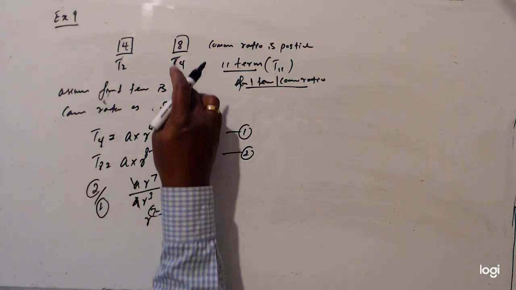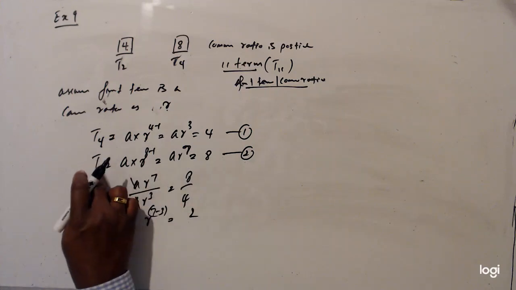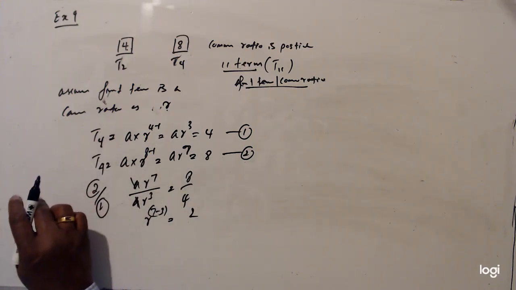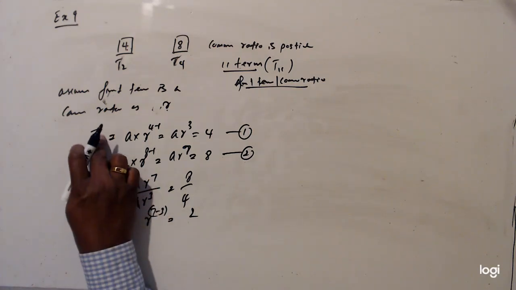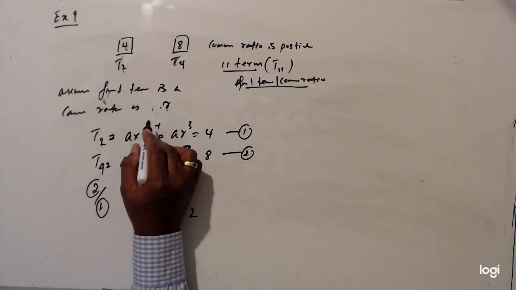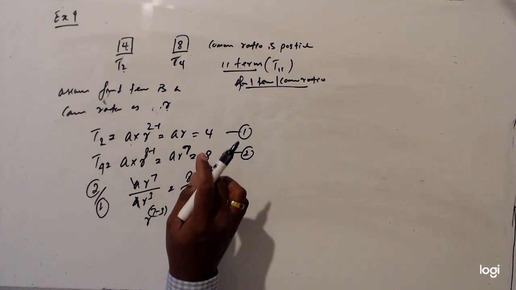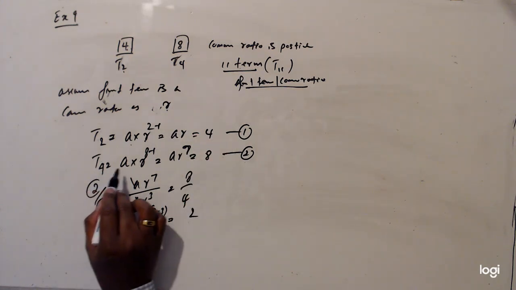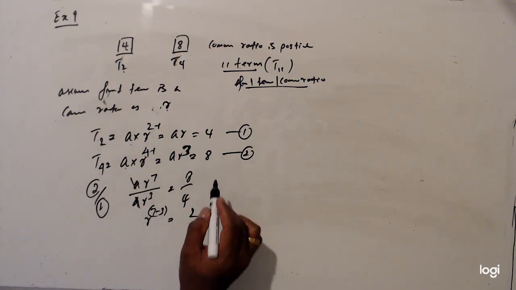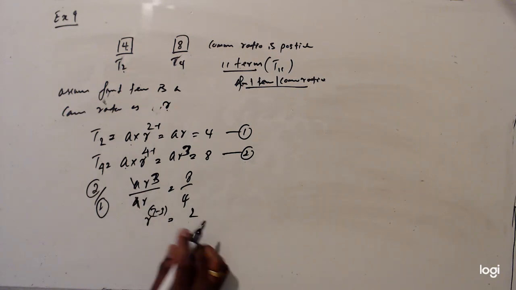I think the fourth term is given, sorry. The fourth term is 8, so this has to be 4. Sorry, I think I messed up. So this is 2, and this is 2 minus 1, that is AR. And this is 4, this is 4 minus 1, so this is AR cube equal 8. So this is 3, and this is AR.